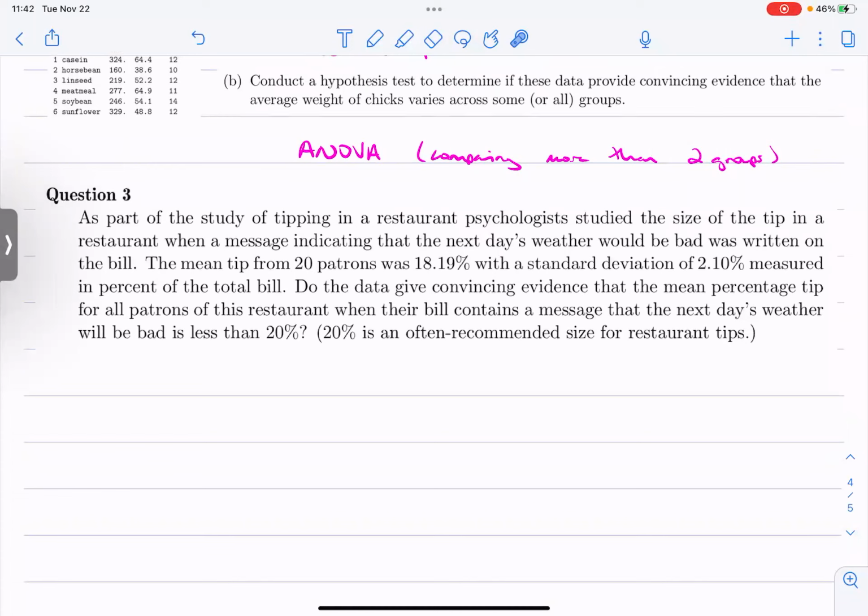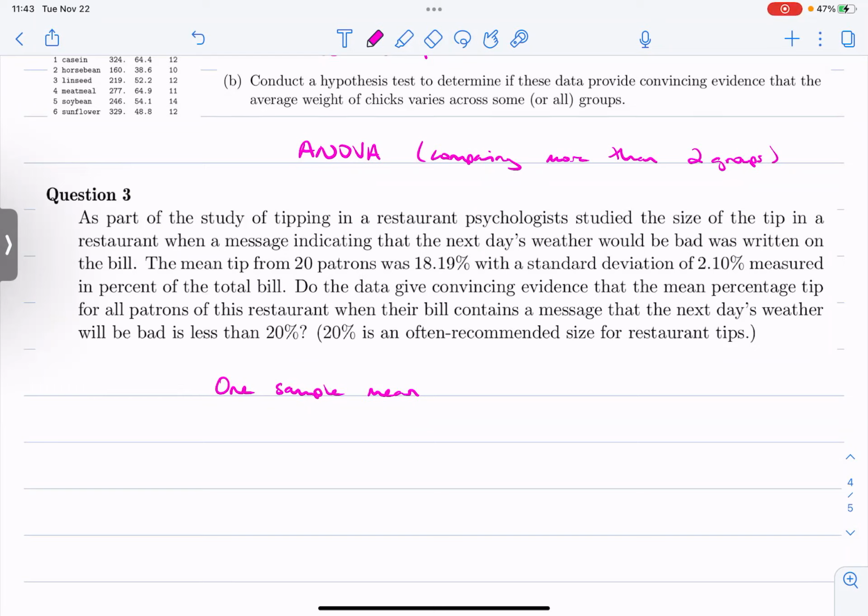What type of question is this? It's a one sample means question, right? Because I only have one sample of 20 patrons. I have the mean and the standard deviation of that sample, and I want to compare it to 20%. So this is a one sample mean question. For the one sample mean, that's the only one where we have that added difficulty of figuring out what mu naught is going to be.